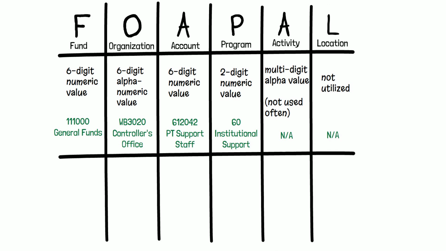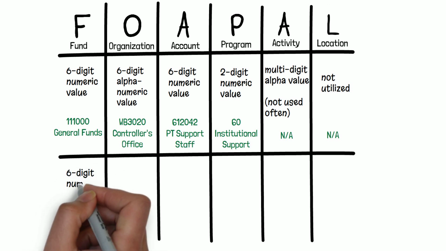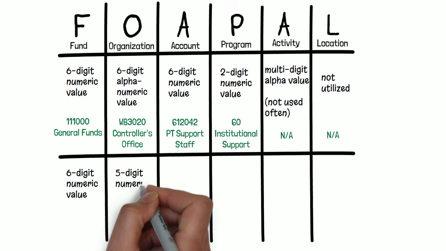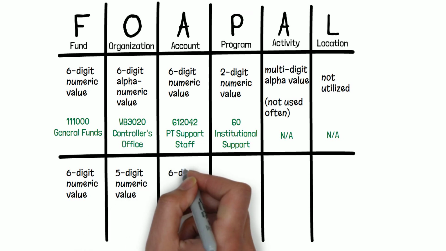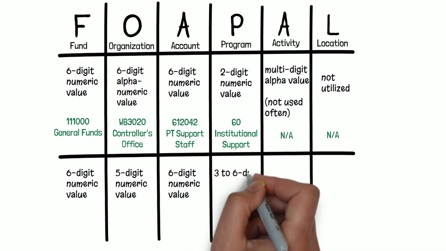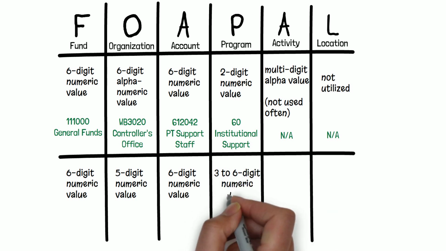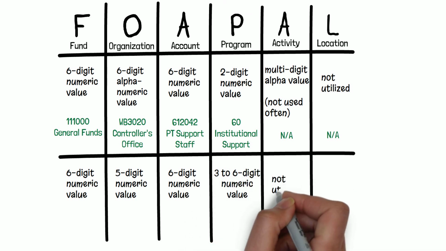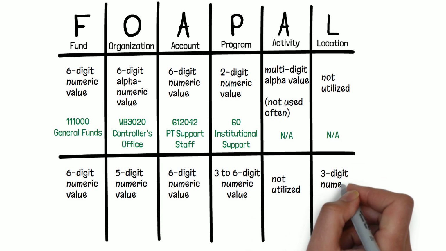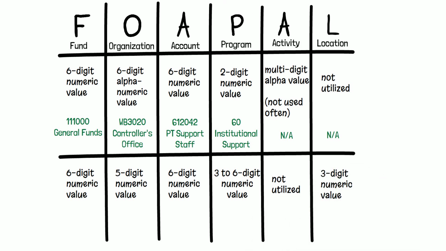The new structure is similar to the old one, with one major change. The fund is still a 6-digit numeric value. Organization is now a 5-digit numeric value. Account remains a 6-digit numeric value. Program is a 3 to 6-digit numeric value. Activity codes will not be utilized. And location is now a 3-digit numeric value.